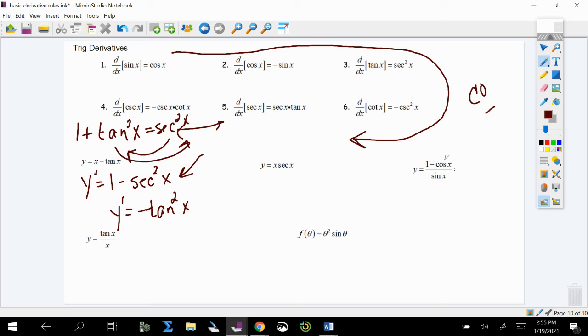Next one, so you have an x times a secant of x. A flashing light bulb should be going off. You need to do a product rule on this, so I'm going to put a little PR next to it. Product rule, so first times the derivative of the second.